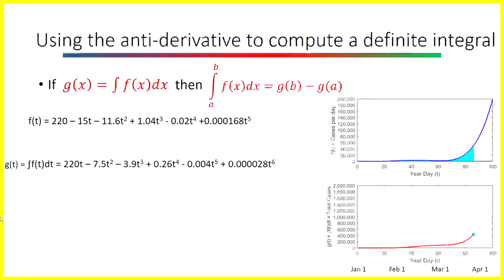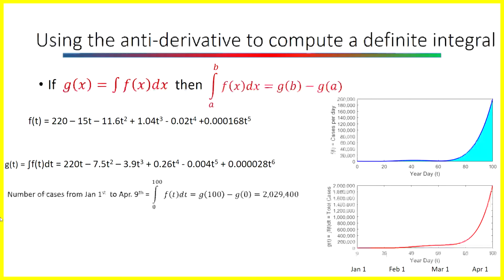Now, remembering what we learned about how our antiderivative relates to the definite integral, let's figure out how many people have tested positive with the coronavirus. Okay, the total number of cases from January 1st to April 9th should be equal to the definite integral of f of t dt from year day 0 to year day 100, which is equal to g of 100 minus g of 0, which equals 2,029,400. So by April 9th, we should expect over 2 million total positive tests worldwide.